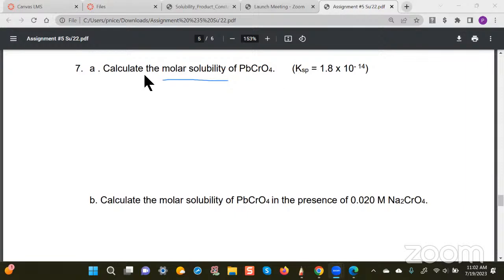Okay, folks, I'm back. So this is where we left off. The question is asking us to calculate the molar solubility of lead 2 chromate. And they gave us the KSP value for that same compound. So this is similar to something that we did before. So what would be your first step? Anybody?